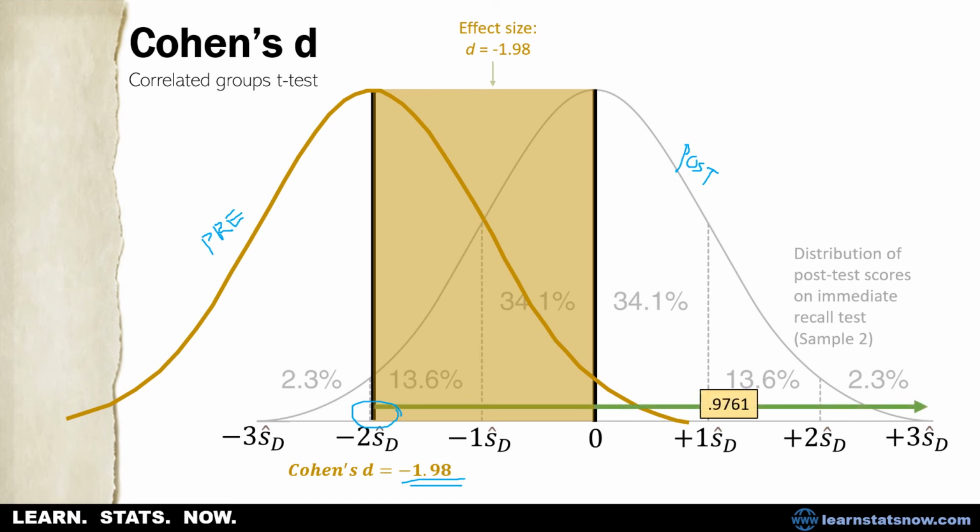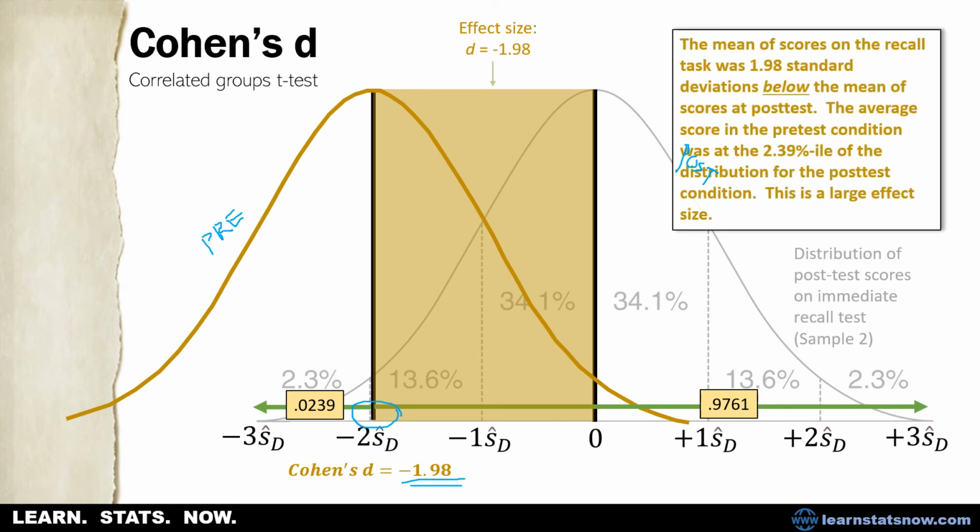Okay, we can also then look at the amount of area above the pretest, right? And so that proportion of area is 0.9761, and then below it is 0.0239. So that allows us to make the following statement. The mean of scores on the recall task was 1.98 standard deviations below the mean of scores at post-test. The average score in the pretest condition was at the 2.39th percentile of the distribution for the post-test condition. This is a large effect size. That would be a correct statement to make.